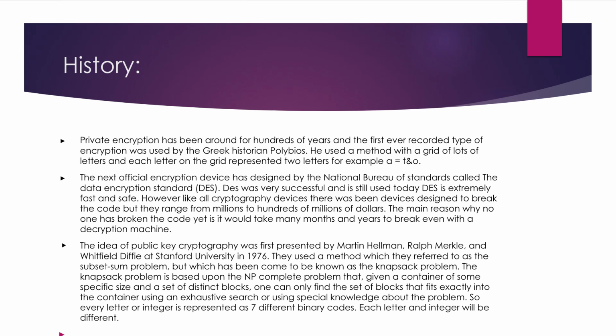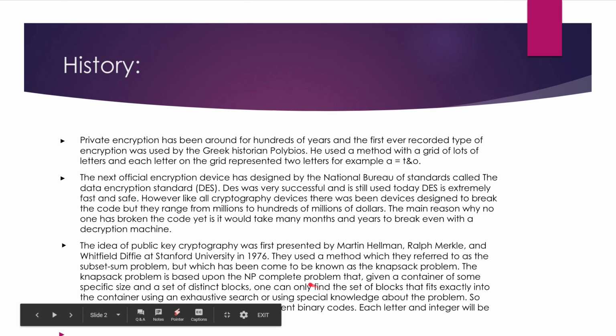So every letter or integer is represented as 7 different binary codes. Each letter and integer will be different. For example, if we're going to take the message "secret", S could represent 7 different digits, like 011010, and then the E could be any other 7 different digits in binary.